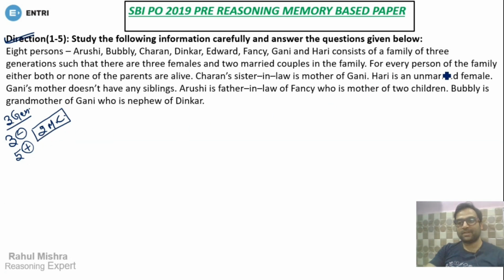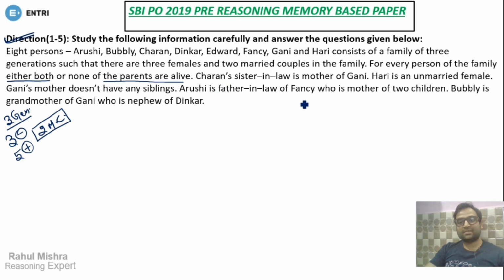Now for every person of the family, either both or none of the parents are alive. So it simply means any person does not have a single parent. If any person has parents, it means he or she should have mother and father, both alive. Now let's start the question.